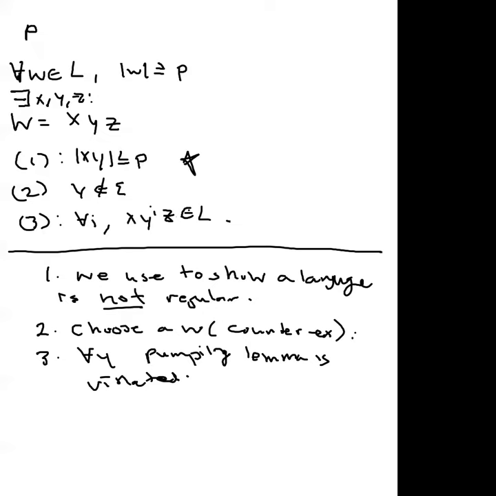Okay, so back to our scheduled content over here. Namely, we have number 12, which is to show that the language where W has more A's than B's is not regular.